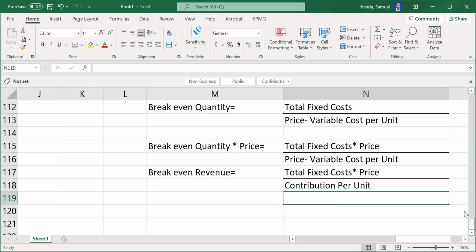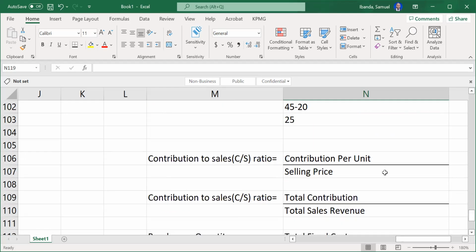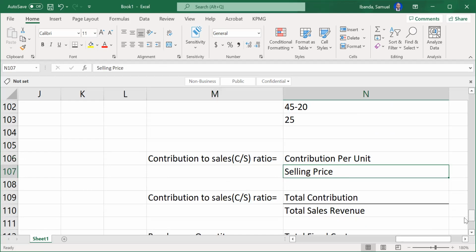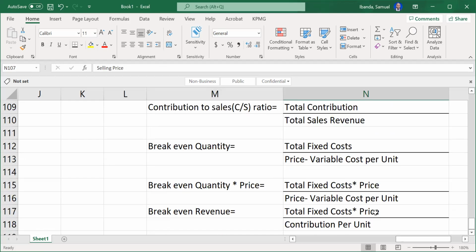But remember, our CS ratio is contribution per unit divided by selling price. By this time, the selling price is the one that is up. This price is the same as the selling price, okay? I can even just call it selling price for you to know. So this is the same thing as the selling price, because we don't have a buying price; the price is the selling price.